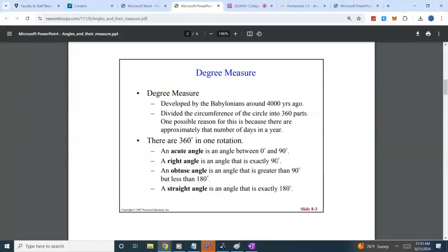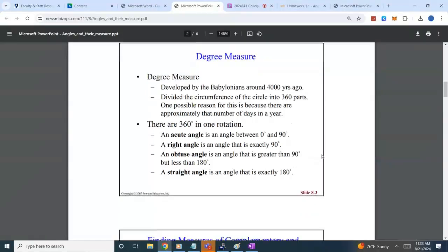An acute angle is between 0 and 90, right? Just some basic geometric terms. A right angle is exactly 90 degrees. An obtuse angle is greater than 90 degrees but less than 180. And a straight angle is exactly 180 degrees. Right. Just some geometric definitions about angles.